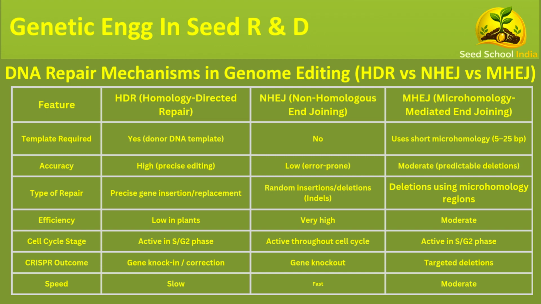Microhomology-Mediated End Joining, or MHEJ, uses short-matching DNA sequences to repair breaks, resulting in more predictable deletions compared to NHEJ. In summary, HDR is precise but slow, NHEJ is fast but error-prone, and MHEJ provides moderate accuracy with controlled deletions.